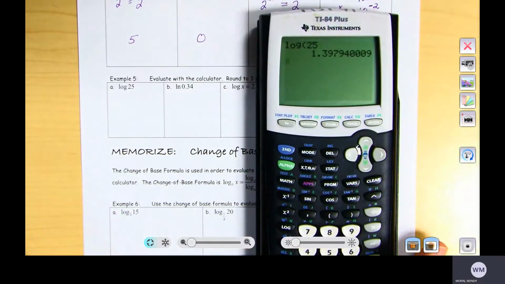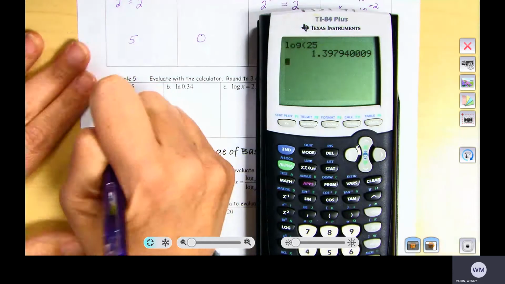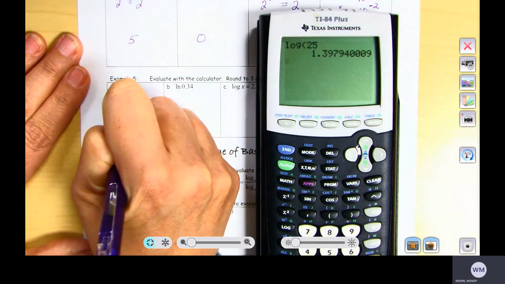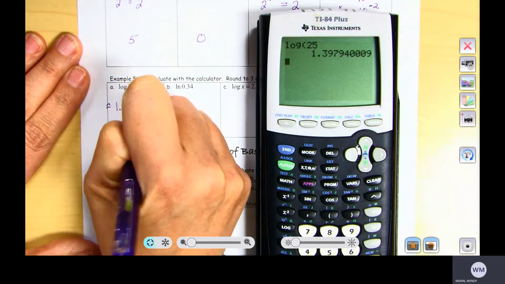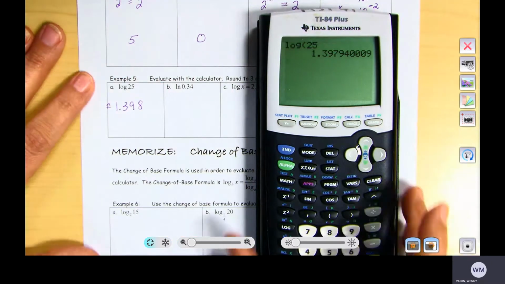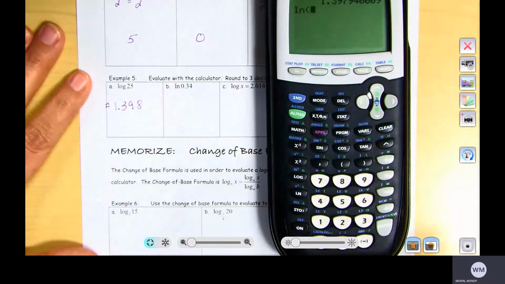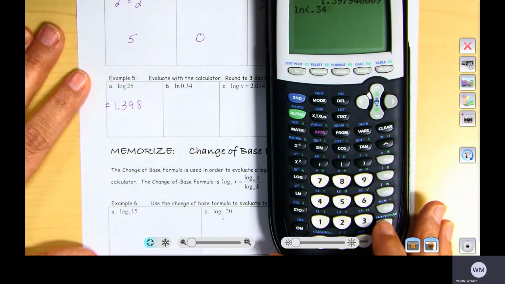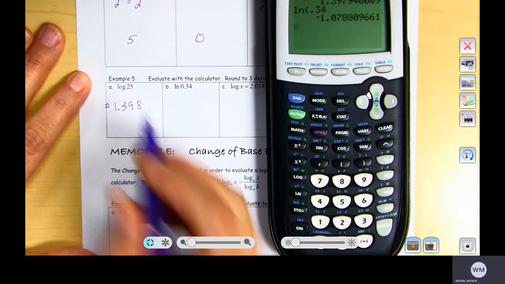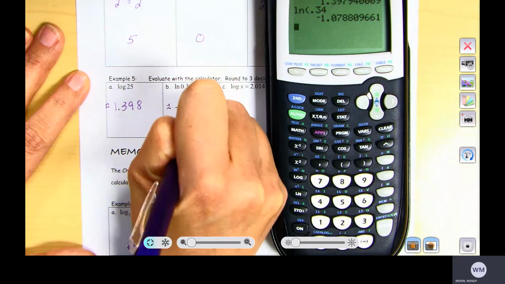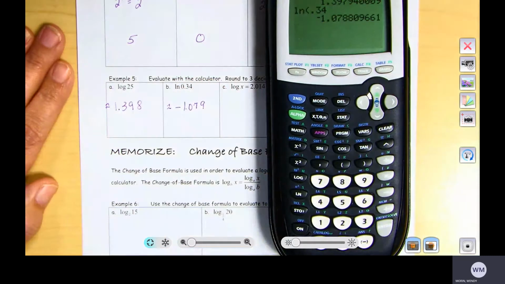And it says round your answer to 3 decimal places. So these are really straightforward. It's an approximation because we're rounding. 1.398. Okay. Then we have the natural log, so we have to use the ln button of 0.34. 0 is really not necessary. So that is approximately equal to a negative 1.079 if you're rounding to 3 decimal places.